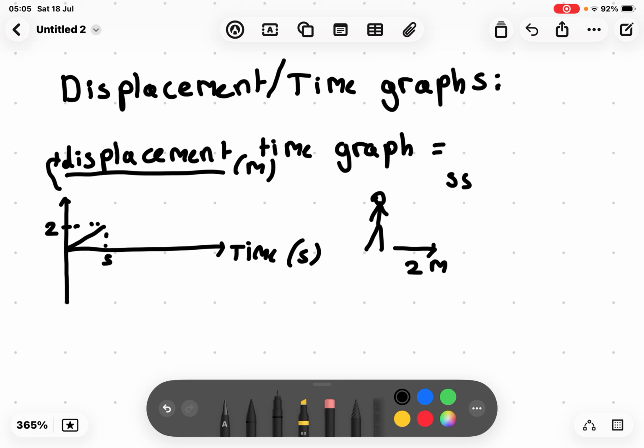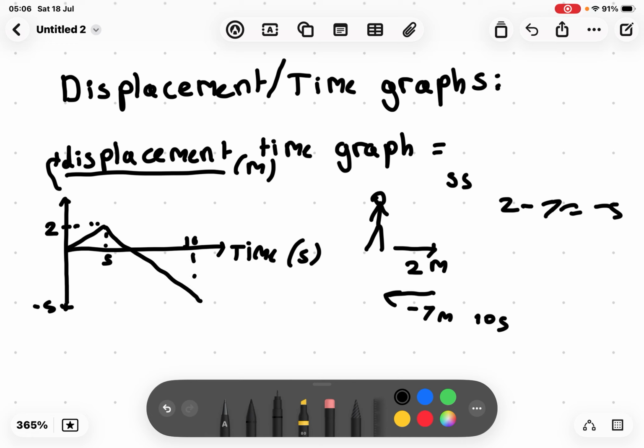Now let's say the guy walks backwards this time, and he walks backwards 7 meters, and it takes him 10 seconds. This time it would go like this, so 10 seconds would be here, and 2 minus 7 is minus 5, so let's say minus 5 was here. The result would be something like this. And this is how the displacement works.